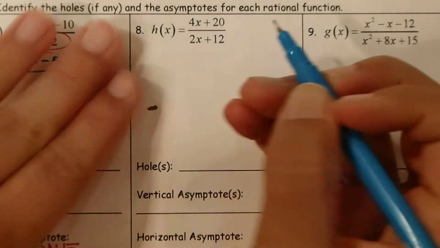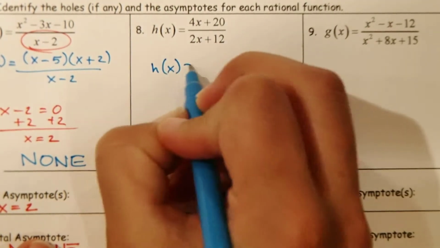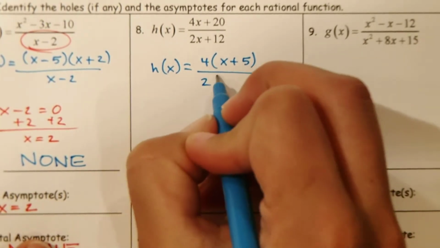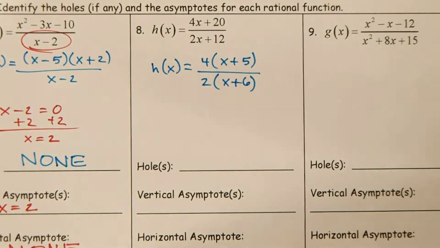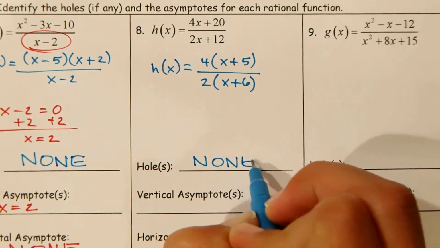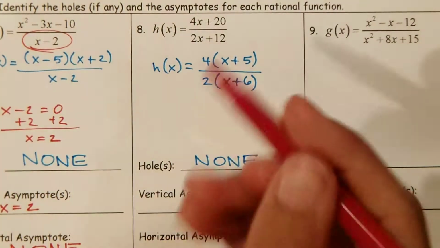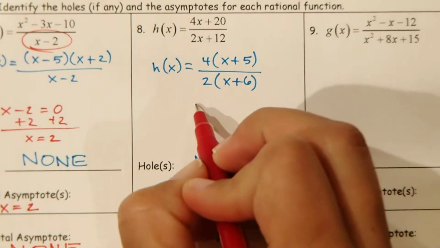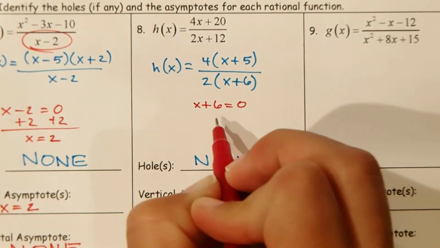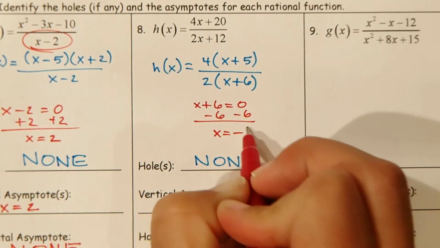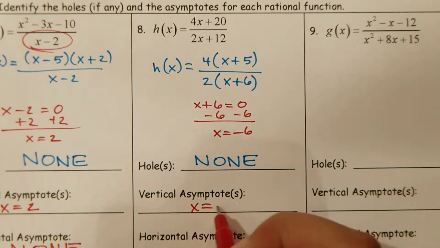So first things first, let's factor. So the top we're going to get 4 parentheses x plus 5, and the bottom 2 parentheses x plus 6. So again, we have nothing that's reducing, nothing that we can cross out. So there's going to be no holes again. Vertical asymptote is where the denominator is equal to 0. We set the denominator equal to 0, which is basically just x plus 6 equals 0. There's no variable here, so you can just take this portion. X equals negative 6. That gives us our vertical asymptote.